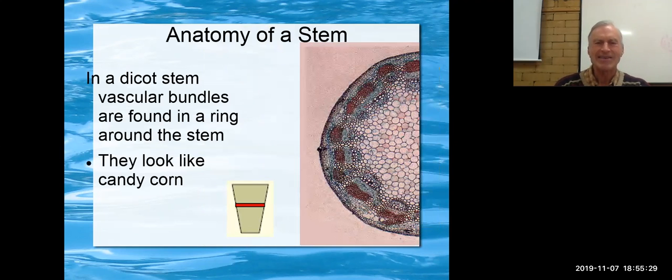And then this is a dicot stem. In the dicot stem, instead of being scattered throughout the stem, they're in a ring around the outside of the stem. And in a tree, as it becomes mature, the vascular bundles will become connected with each other, and so it'll be a continuous ring around the stem.